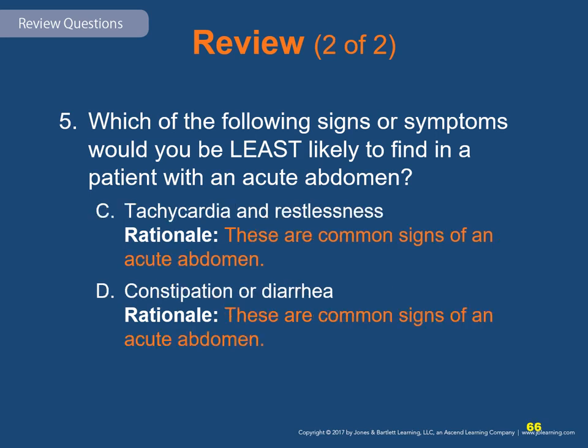Which of the following signs or symptoms would you least be likely to find in a patient with acute abdomen? Tachycardia and restlessness, and these are common signs of an acute abdomen, or constipation and diarrhea. These are common signs of an acute abdomen.